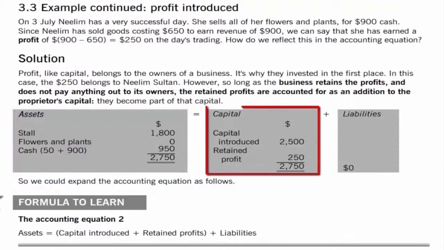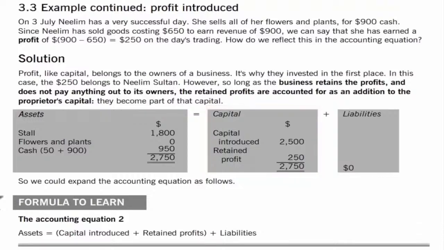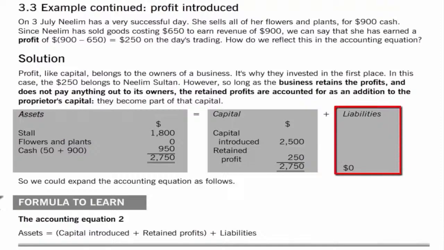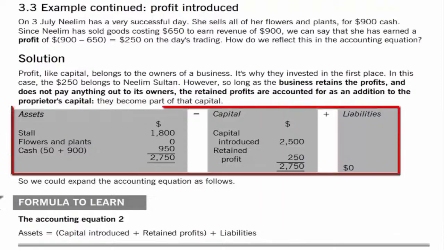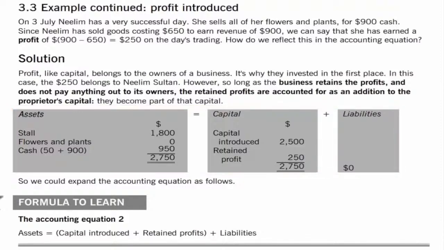Capital now includes original capital introduced, $2,500. Retained profit, $250. Total capital, $2,750. Liabilities remain $0 because there are no loans or debts. So the updated equation is $2,750 equals $2,750 plus 0. This update shows that the profit Neelam made has increased her total assets, now with additional cash, and her total capital, now with retained profit.